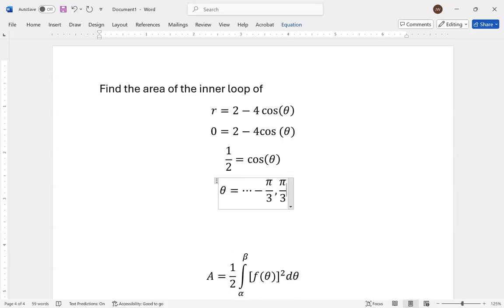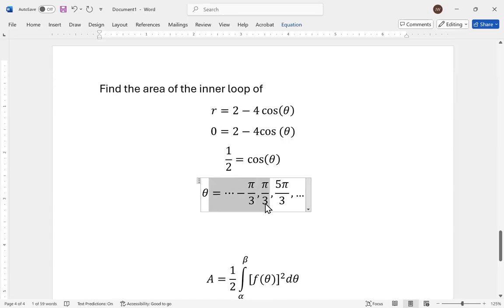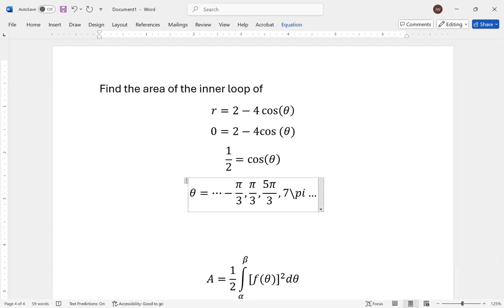And then you'd add 2 pi to that. So I think the next time you get there is 5 pi over 3. So the inner loop goes from negative pi over 3 to positive pi over 3, and then it would start back up at 5 pi over 3 and go to 7 pi over 3. So you could have also gone from 5 pi over 3 to 7 pi over 3.